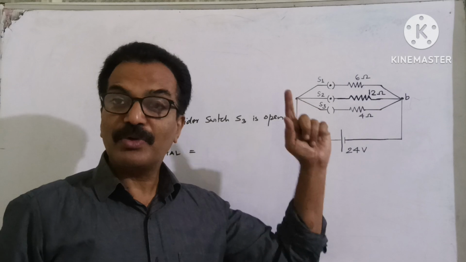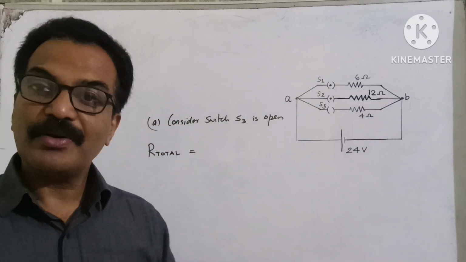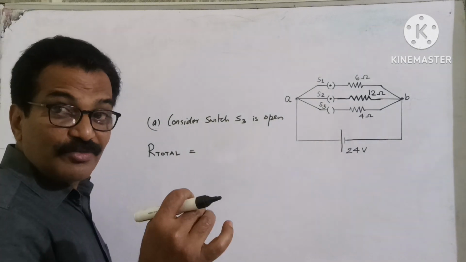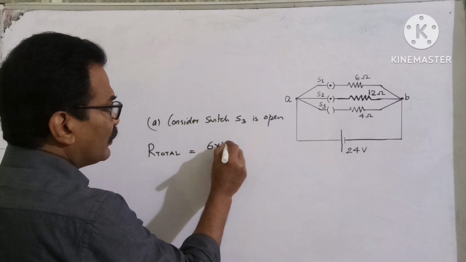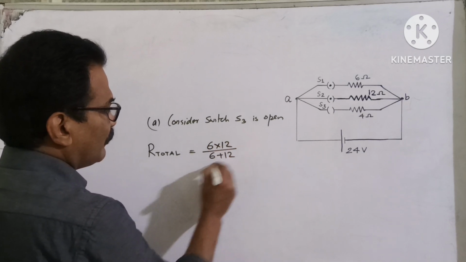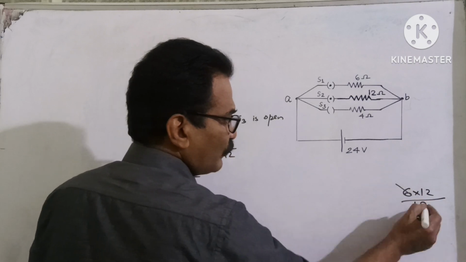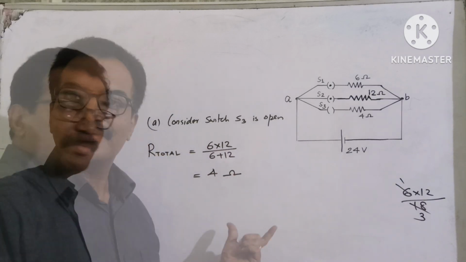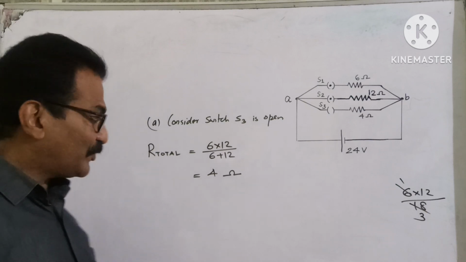Here 6 ohm and 12 ohm are connected in parallel. If two resistors are connected in parallel, equivalent resistance is nothing but the product of the resistances divided by the sum of the resistances. You know that. So the total resistance of this 6 ohm and 12 ohm is 6 into 12 divided by 6 plus 12. That is nothing but 6 into 12 divided by 18. See, this is 3, 12 by 3, that is 4. 4, that is the required value, 4. So we can respond to the question.